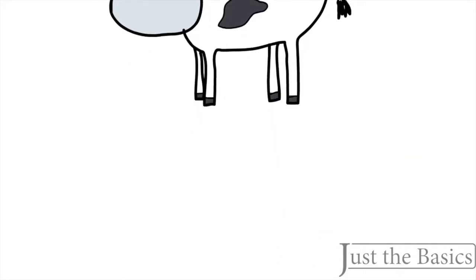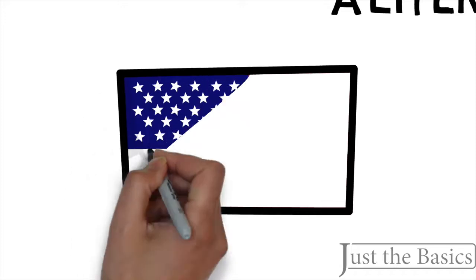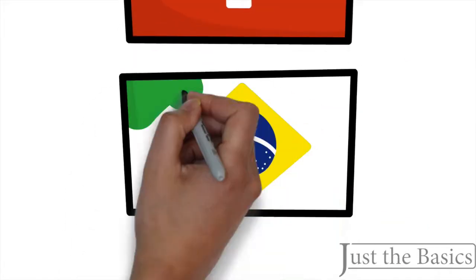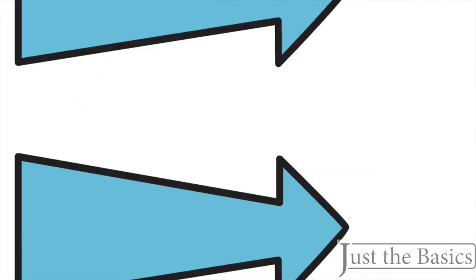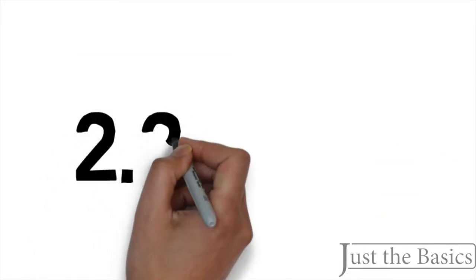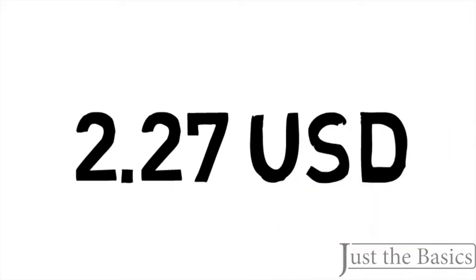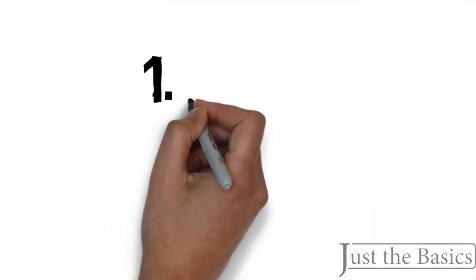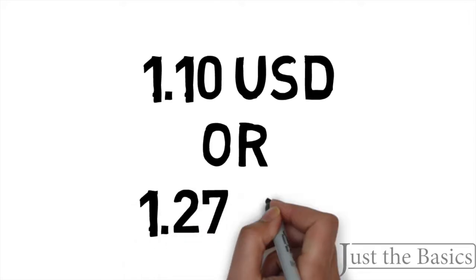So, 1 liter of milk in the year 2010. In New York, it costs $2.27. In Zurich, it costs $1.10 or 1 franc 27 rappen. I'm using the US dollar as the baseline for comparison, to show a currency that's relatively strong versus currencies that may be stronger or weaker.